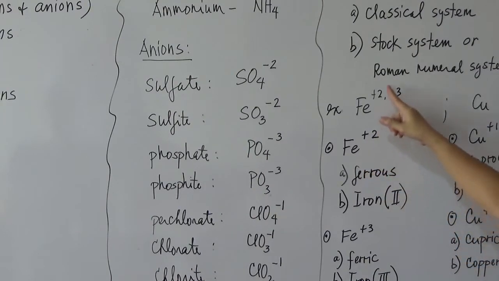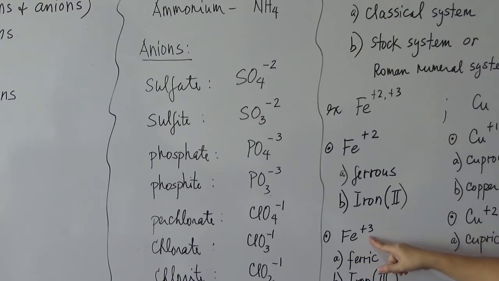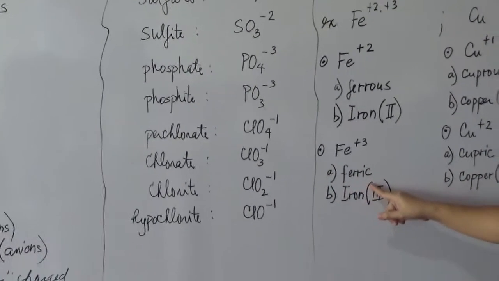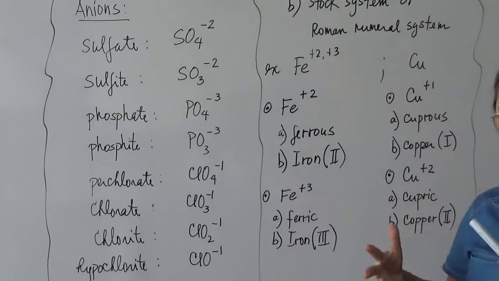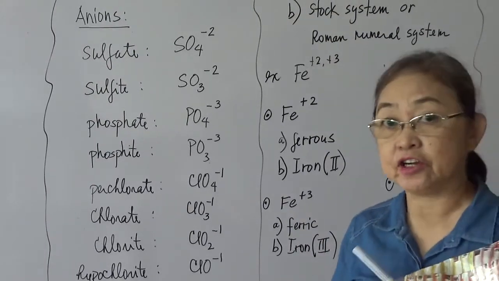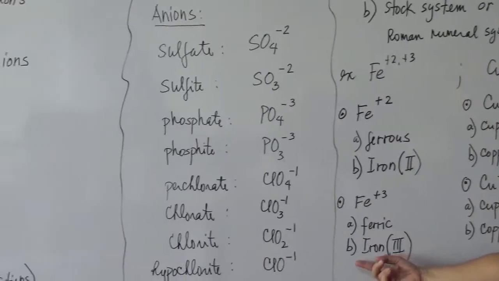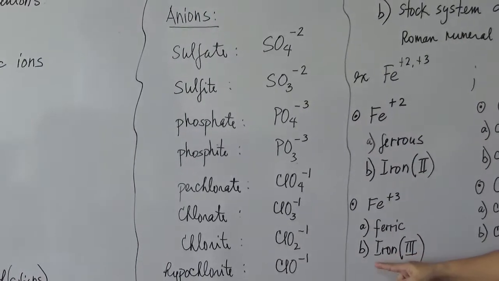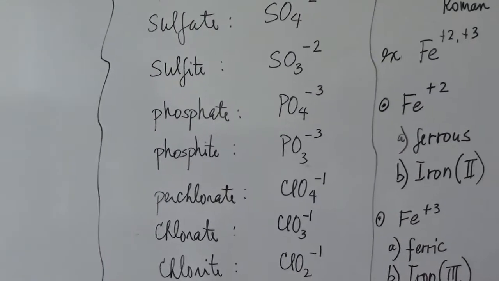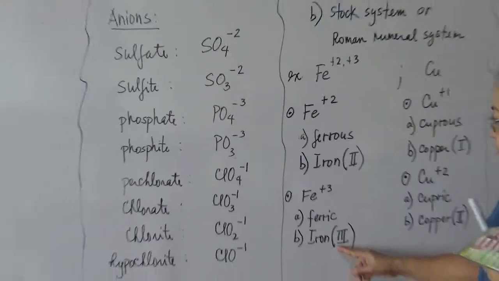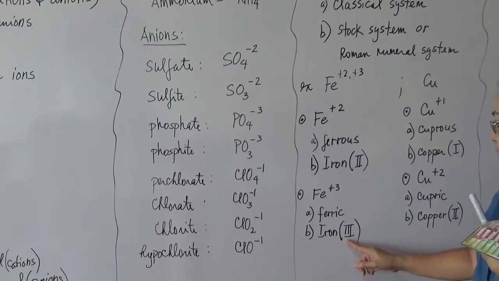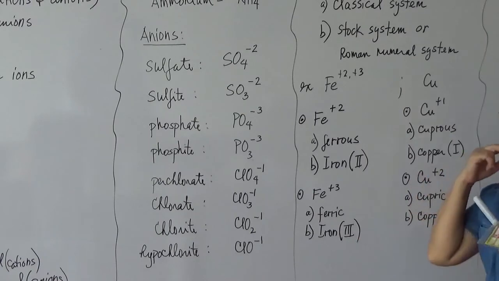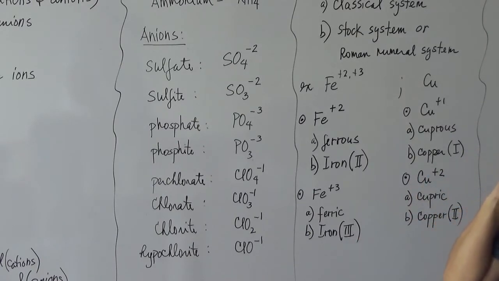Okay? So if it is iron +3, the classical name of iron +3 is ferric. So if we mean ferric, that is understood as iron +3. In the Roman numeral system of naming, you just write the neutral name of iron, but do not forget to enclose the Roman numeral 3 in parentheses, which means iron +3.